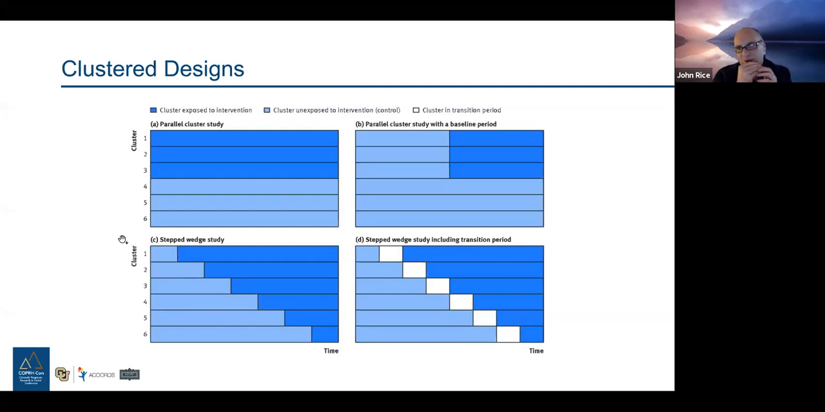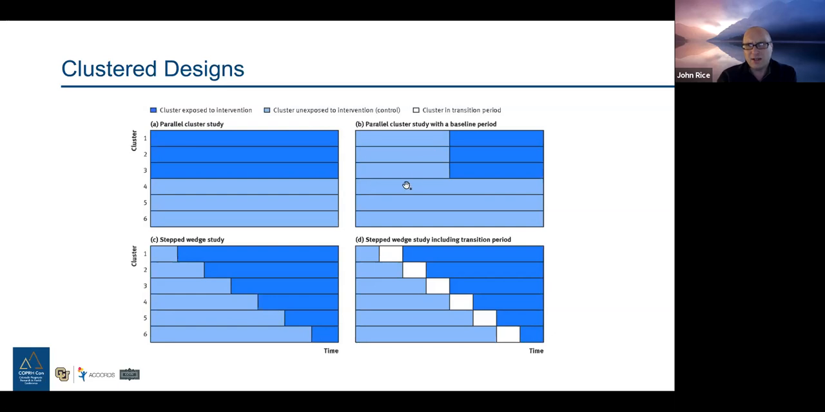So a few examples of clustered designs. Top left here is the typical cluster randomized study, just parallel arms. If you think of the x-axis on each of these as time, and the y-axis as the rows or clusters, each of these clusters stays for the full period of the study in the same arm. The dark blue is the intervention arm, and the light blue is the control arm. So that's the basic cluster randomized design.